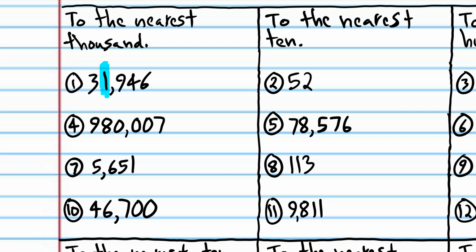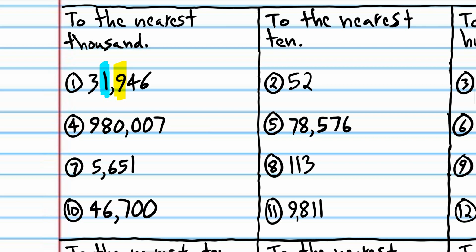So in order to figure this out, we look to the number directly to the right of the number in the thousandths place. So again, the blue highlight is the number in the thousandths place. That's 1. We look to the number directly to the right, which is 9. And the 9 tells us whether or not to round up or down. So if the yellow highlighted number is 5 or above, we round up. If it's 4 or below, we round down.